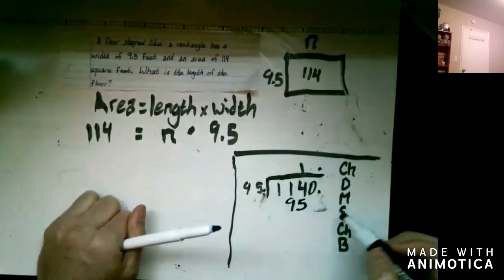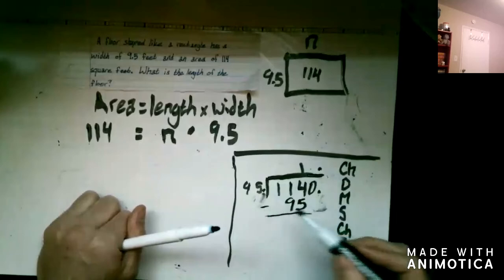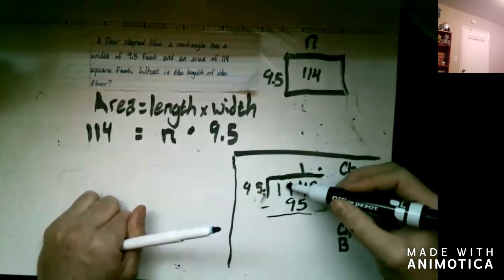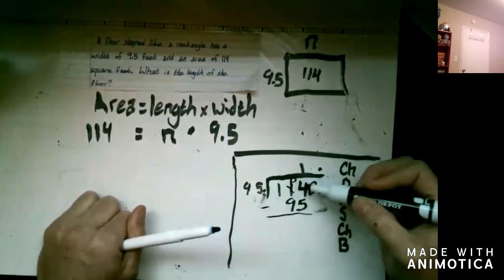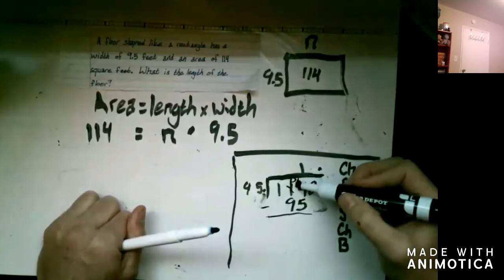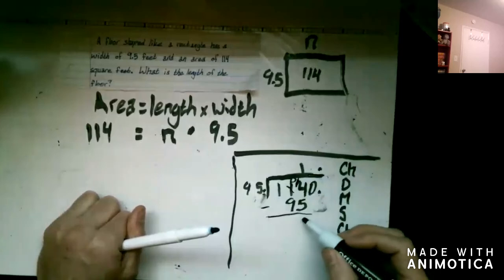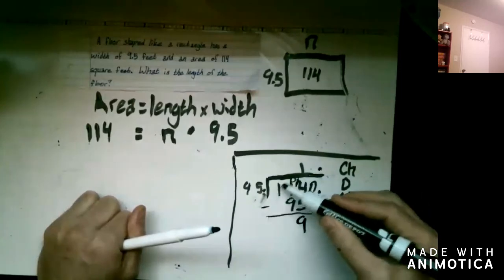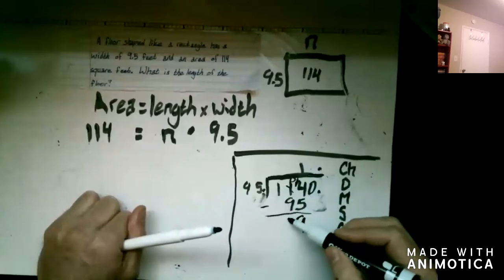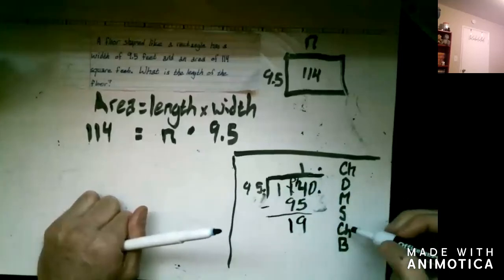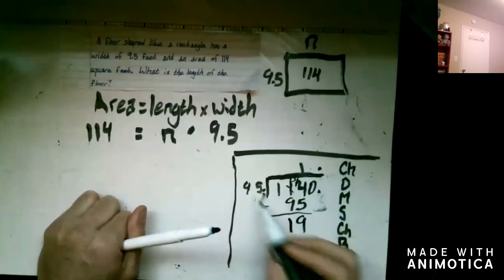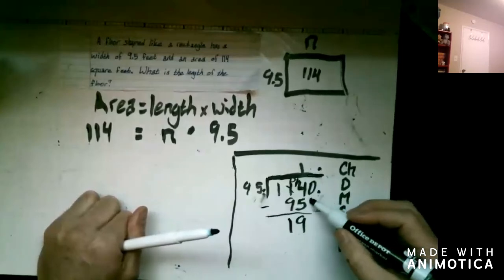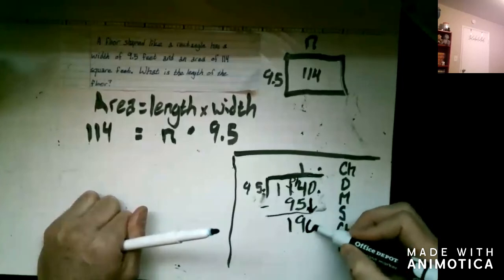Multiply, subtract. 4 minus 5 I cannot do. So I'm going to take that 10 and replace it, make it 10 ones instead. I have now 14 minus 5 is 9. I can't do 0 minus 9, but I can do 10 minus 9, which is 1. And I am going to now check. Can 95 fit into 19? No, it cannot. So I'm going to bring down my 0.